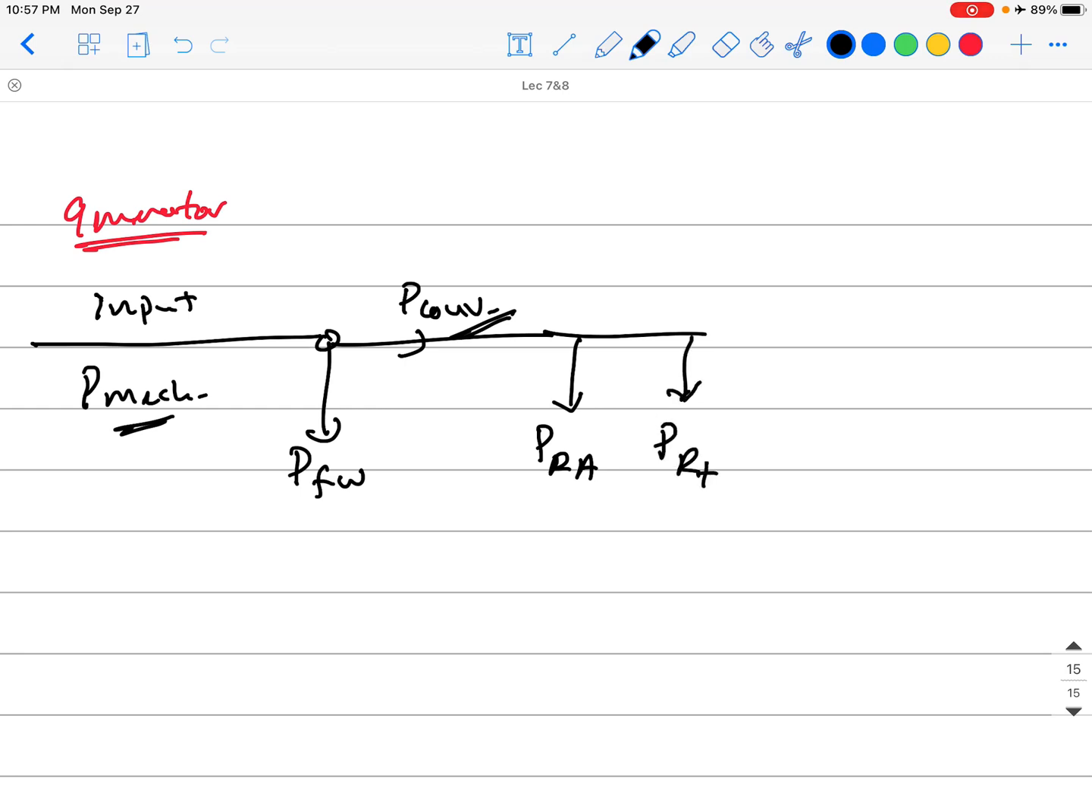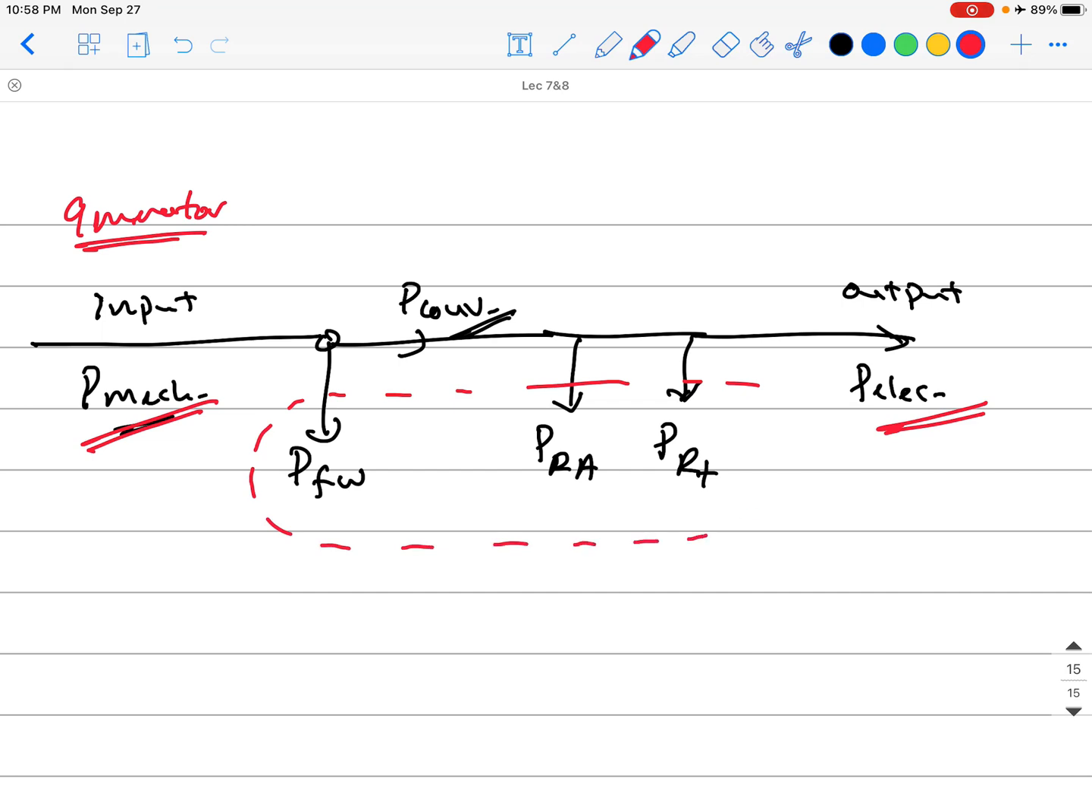Okay? And the rest output will be the electrical energy here. So I did the same idea, but it's just the opposite way. Now your input is mechanical energy and your output is electrical energy, and the losses are the same types of losses we just encountered before. Okay, guys?